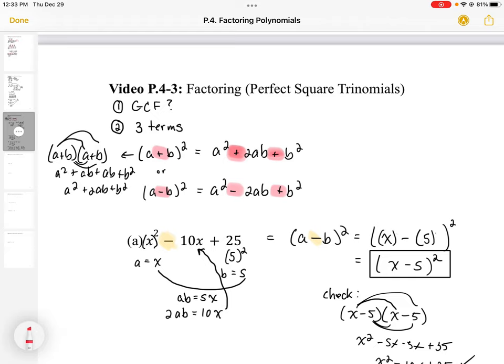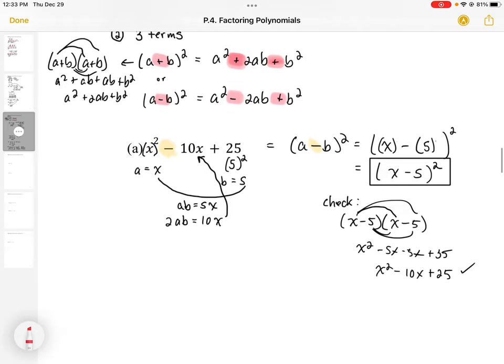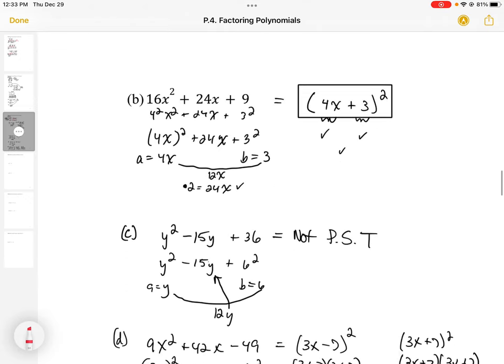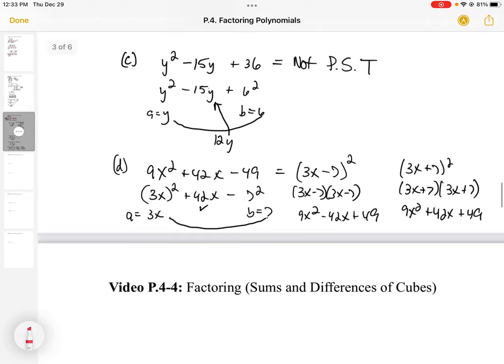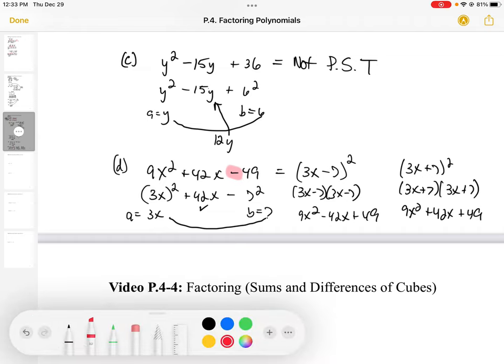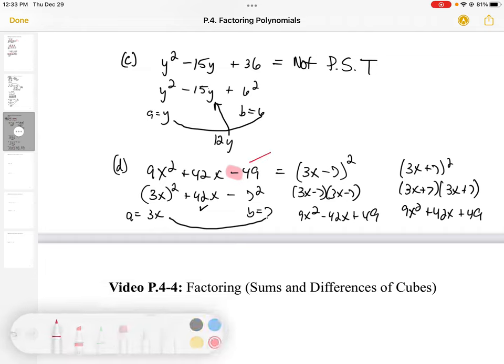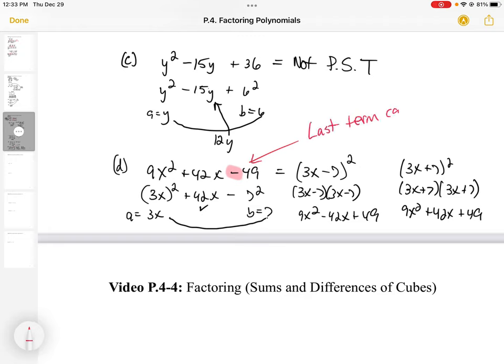If they are both minus signs, or the last term is a minus sign, as in this last example, this is not a perfect square trinomial. Okay, so the last term cannot be negative. And I'll let you think about why that is true.